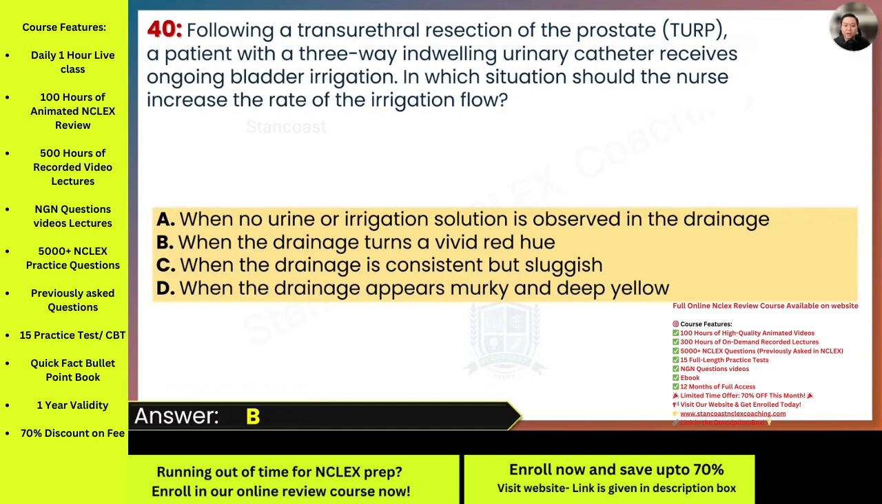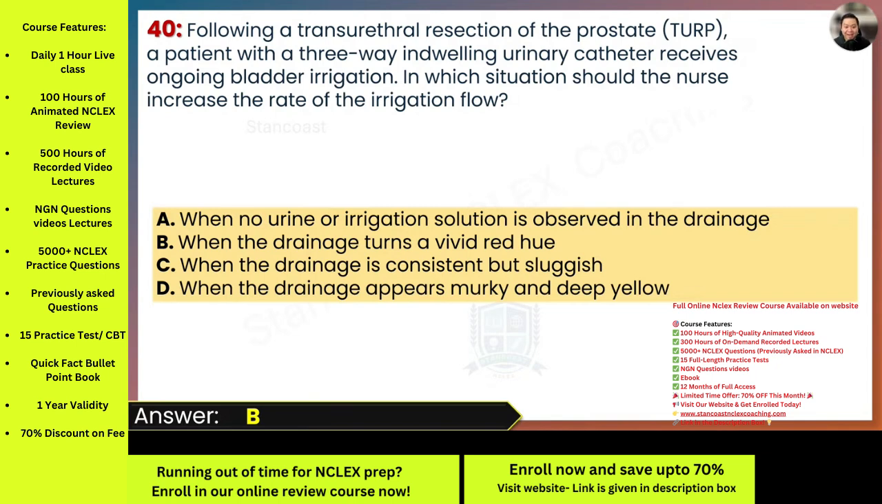And so the most critical test-taking skill for you to use is to pay attention to the subtle clues in the wording of the question and the answers. And you have to look for the key terms that relate to the bleeding. We have bright red or vivid red hue. This is a priority situation because fresh bleeding could lead to clots, and this can obstruct the catheter.